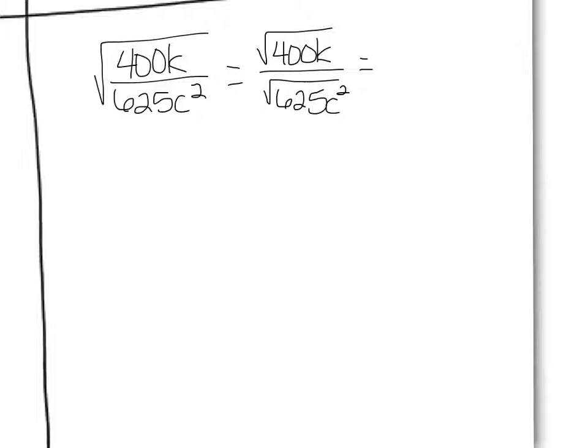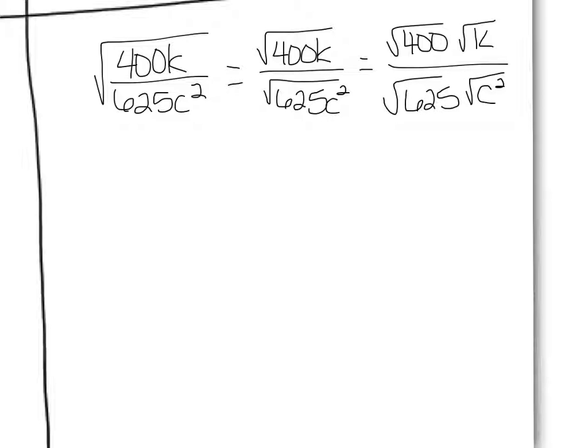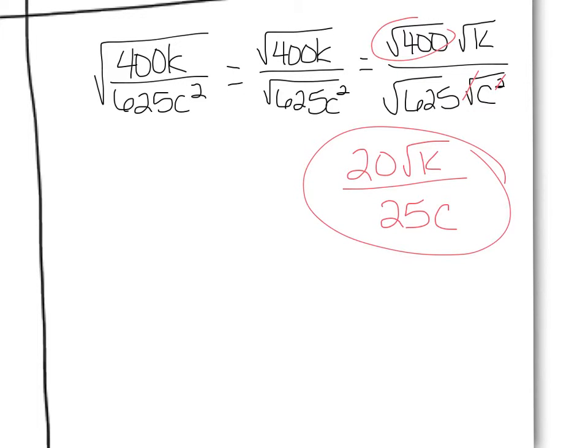If you look at that rule at the very top of your notes, if I have a product inside a square root, I can break that up. So instead of taking the square root of 400 times k, I can take the square root of 400 times the square root of k, and likewise in the denominator, the square root of 625 times the square root of c squared. Then if I simplify each one, the square root of 400 is 20. The square root of k, I can't do anything with that, so I'm just going to leave it as the square root of k. The square root of 625 is 25. And the square root of c squared is c. Remember, the square root and the square cancel each other out. So this is how you would leave your answer.